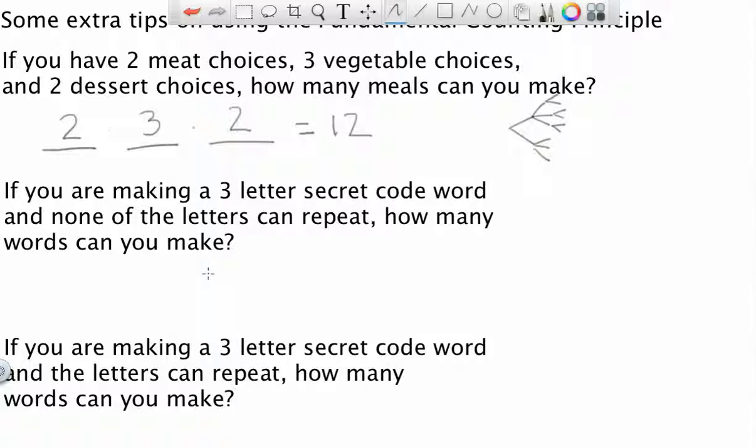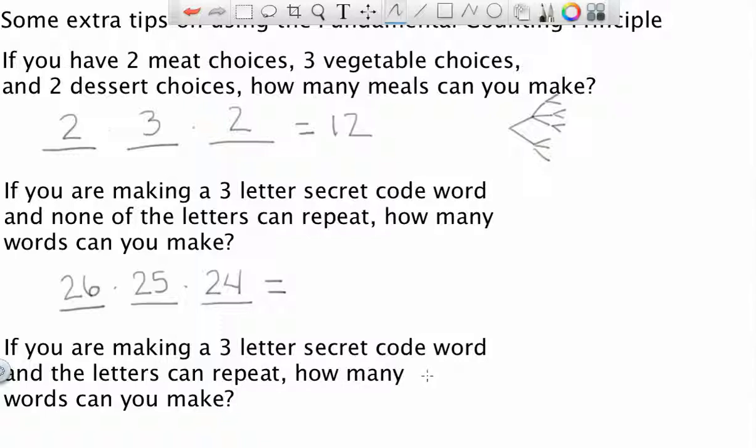If you're making a three-letter secret code word and none of the letters can repeat, how many words can you make? So for your three letters, it looks like this. And how many choices of letters do you have for the first one? And there are 26 letters. And then if none of them can repeat and you've already used one, then you have 25 choices for your next letter. And if you've already used two letters, and none of them can repeat, then you only have 24 choices for your next one, and you would just multiply those.